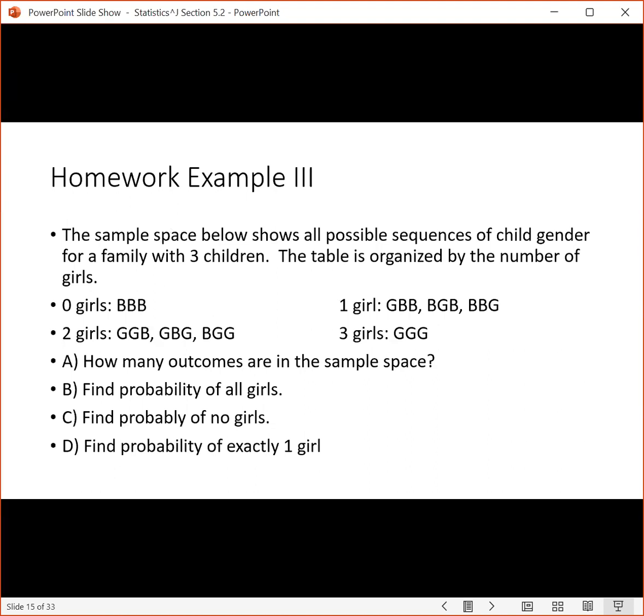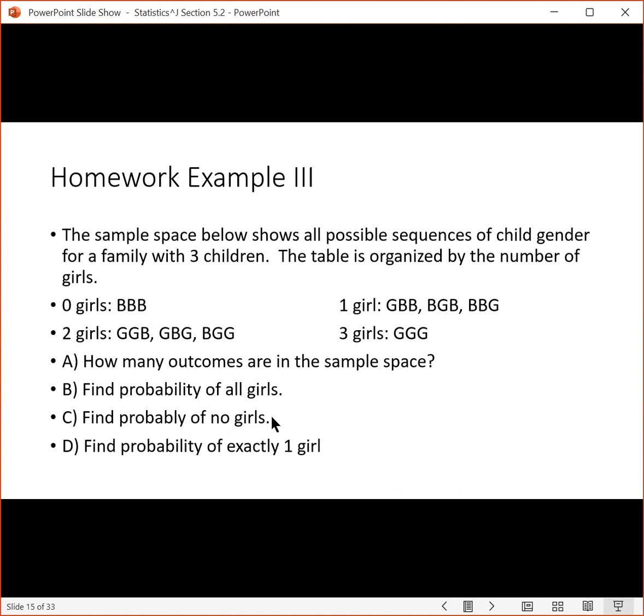So what we can do is we can just count them up. So we're going to have 1, 2, 3, 4, 5, 6, 7, 8, or 8 possible outcomes in the sample space. So find the probability of all girls. So we want to look and see how many of these have all girls. There's only 1. So we should have 1 out of our 8 is the probability. So there's 1 outcome that has all girls out of 8 total possibilities.